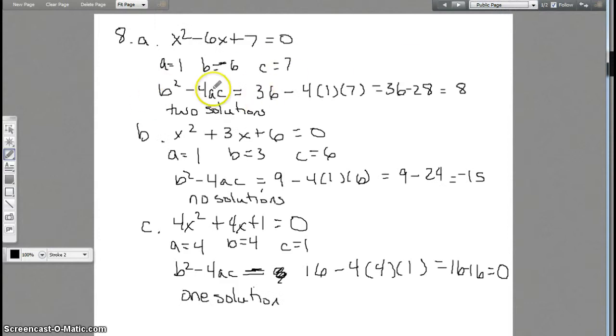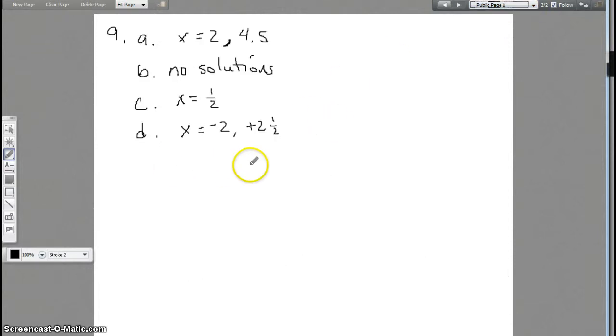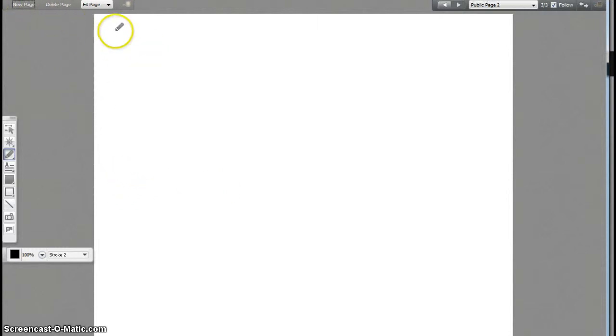So we had 2 solutions, no solutions, and 1 solution. We didn't do part D before, so I didn't compare that one. Now let's look at number 10. Number 10 says to use the quadratic formula to solve those exact same equations. And what you should get is the same number of solutions that your discriminant tells you, and you should get about the same values that you estimated from looking at the graphs.